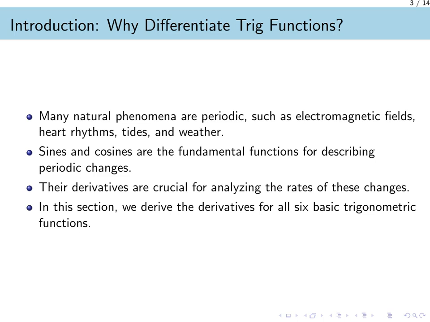For example, we can use a cosine function to model the height of an ocean tide over a 24-hour period. But to analyze the dynamics of that system, such as finding the exact moment the tide is rising fastest, we need to calculate its instantaneous rate of change. This is precisely what the derivative gives us.